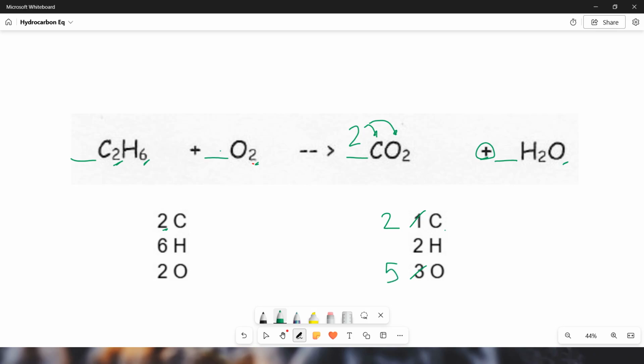Let's look at the hydrogens. To fix the hydrogens, I have 6 on the left, 2 on the right. I'm going to put a 3 in front of the water. Again, I must change both the hydrogen and oxygen totals. 3 times 2 gives me 6 hydrogens, and 3 times 1 oxygen is 3, plus the 4 that we had in the carbon dioxide. So my total here is now 7.